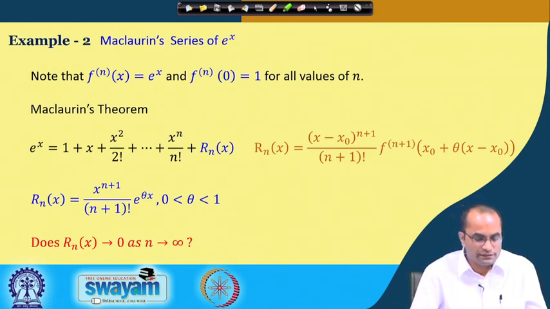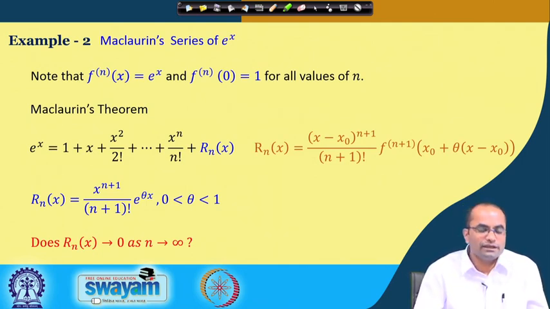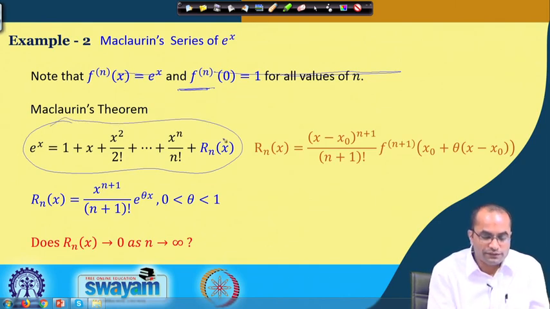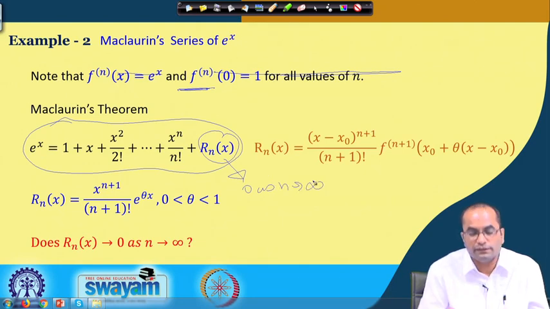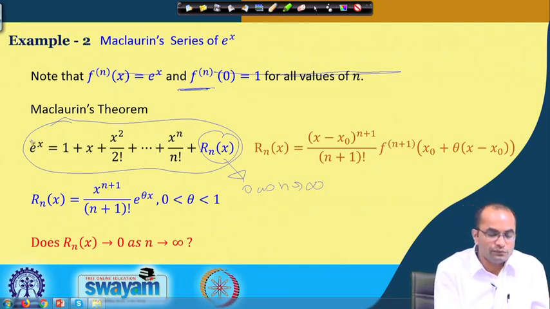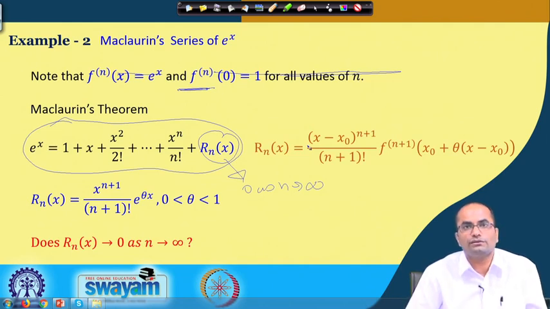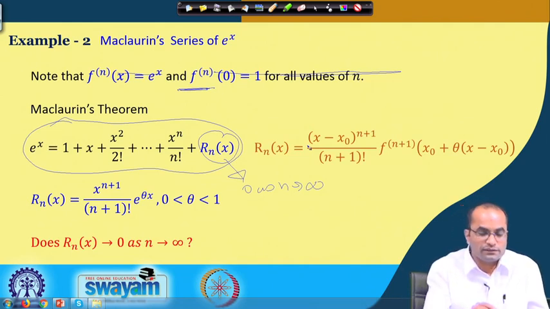If R n x goes to 0 as n goes to infinity, then we can write down the Maclaurin series of the exponential function of x. So, again we note that this is the Maclaurin's theorem. If this term goes to 0 as n goes to infinity, in this case we can write down this exponential function as a series. So, we can remove this R n x and then continue with the further terms as a series. So, let us just check.